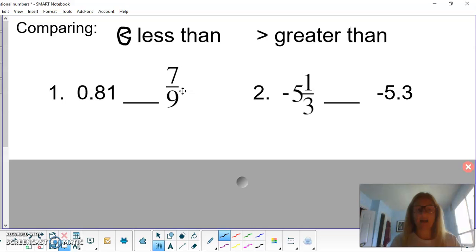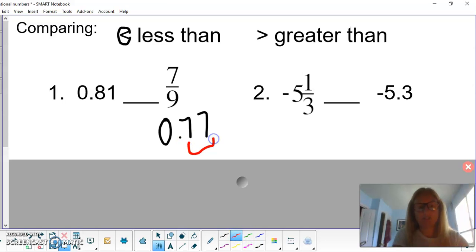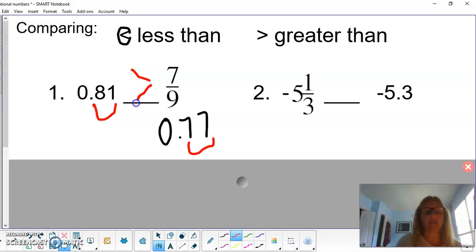Now, I'm not going to run it out. I don't want to extend it 0.77777. What I'm going to do is extend it only twice. That way you are comparing 2 digits to 2 digits, okay? And since 81 is bigger than 77, we're going to put a greater than symbol, meaning it's eating the larger number or pointing to the smaller number, okay?